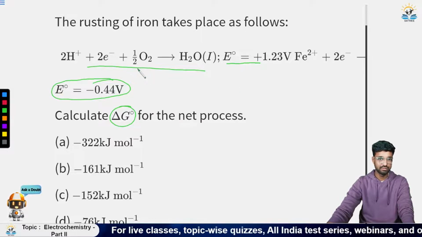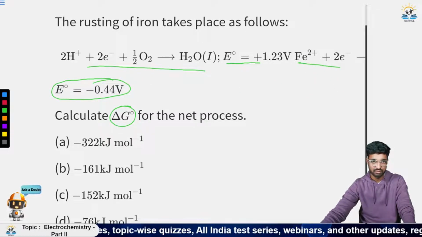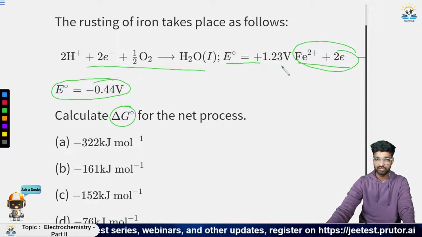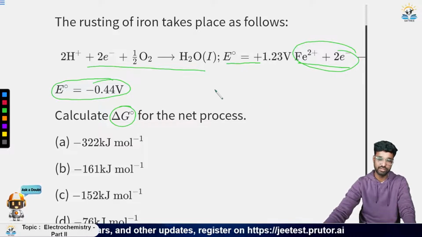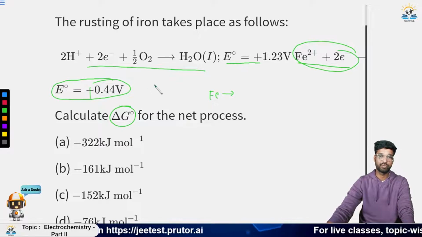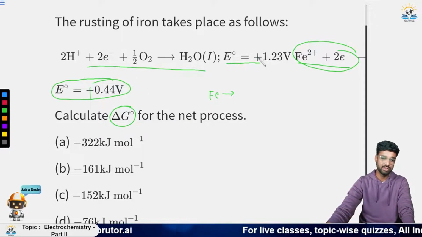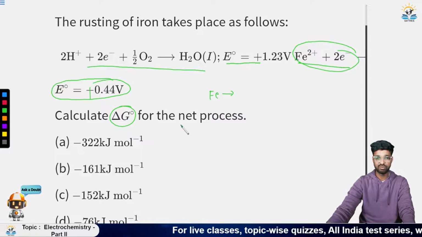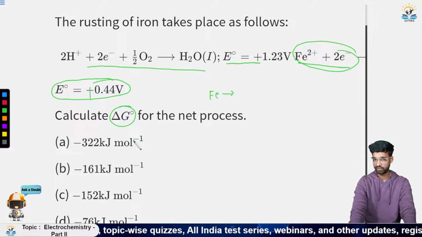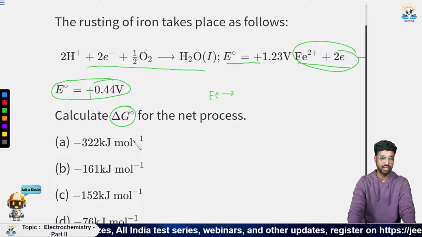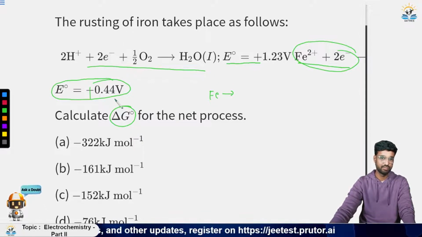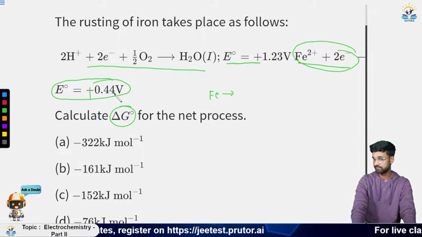So how will I calculate it? First we will reverse this equation. Why? You know it very well, because we need the oxidation potential, because in the rusting process Fe is going to Fe2+. So we'll reverse this equation. It will be plus 0.44 plus 1.23. Then you add both of these, and we know the formula that delta G naught equals minus nFE. We'll put in all the values: n will be 2, F will be 96500, and the addition of both of these will be E naught. Then you can get your delta G.